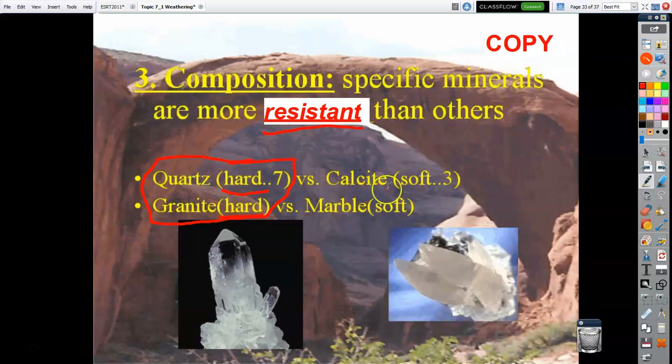If you have rocks that are made out of things like calcite again, marble, limestone, they're going to be softer. They're going to be less resistant. So quartz and granite are going to be more resistant. Calcite, marble, limestone are going to be less resistant. They're going to break down faster.